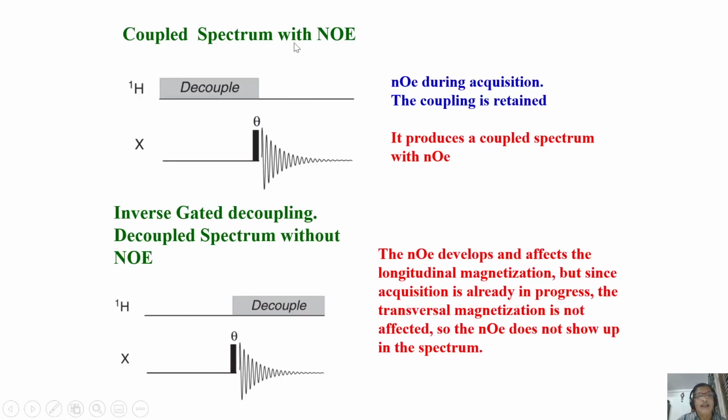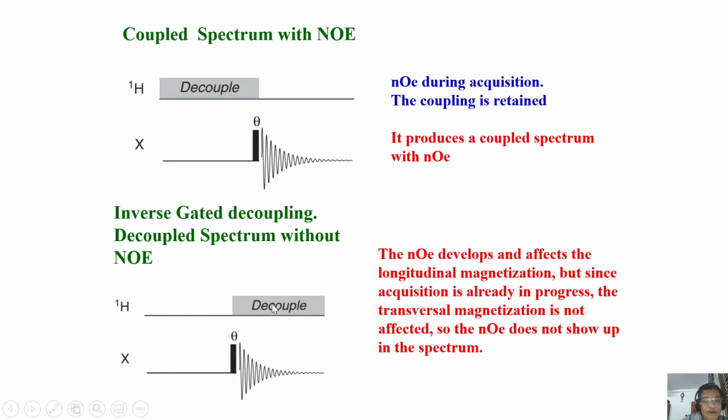So again, you can apply the decoupling power before the RF pulse. We call it the mode where the coupling is retained. There is no decoupling power during acquisition. It is a coupled spectrum, and when you apply a decoupling power before the RF pulse, this creates what is called NOE. The next topic of my discussion after this talk is NOE. I'll discuss more about NOE. And we can do this like this.